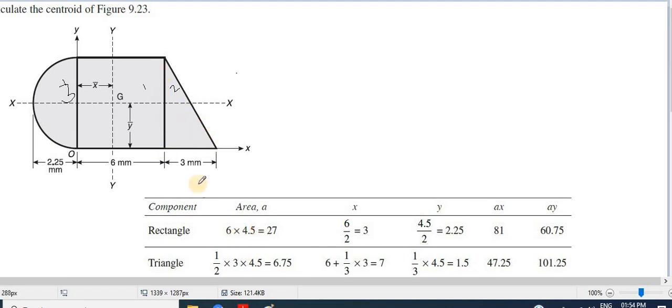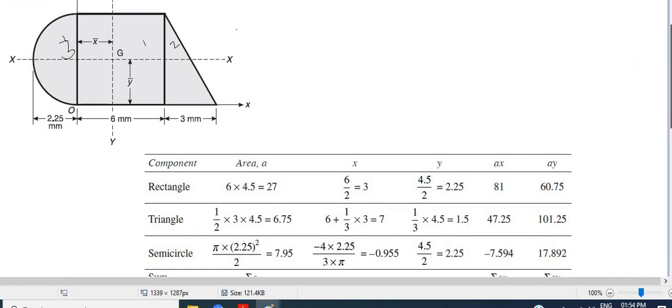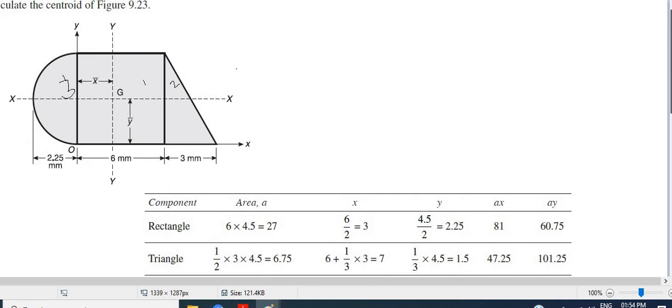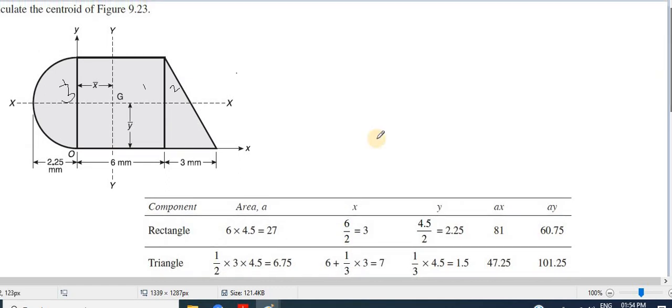So first rectangle area is 6 into 4.5. Next triangle area 1 by 2 multiplied by 3 into 4.5. Next semicircle. What is the area of a semicircle? Pi r square by 2. That is what over here it is written. Pi r square by 2. Next is what? X1, X2, X3 we have to calculate.